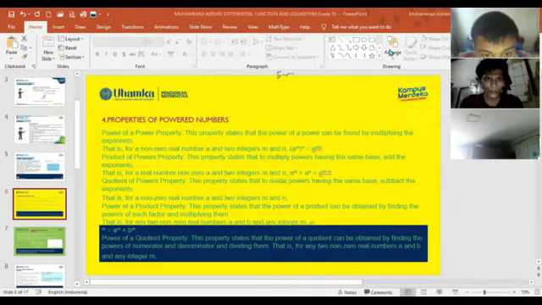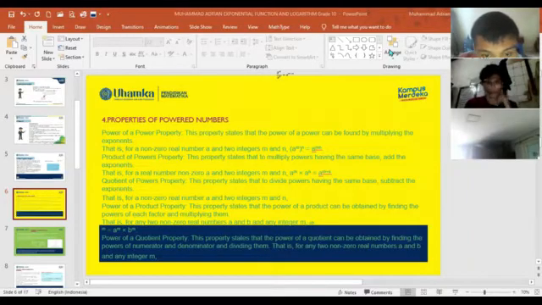This property states that to divide powers having the same base, subtract the exponents. That is, for a non-zero real number a and two integers m and n. Power of a product property.